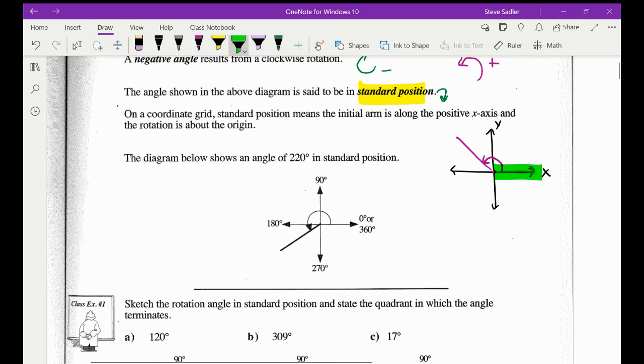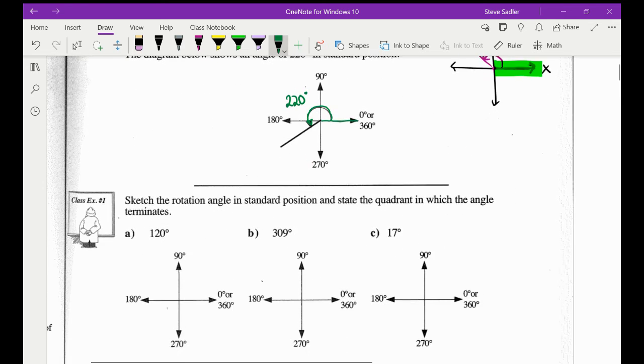A good example is right below. This one shows the angle 220 in standard position. It's measured from the positive x-axis. It goes around counterclockwise. That's a positive angle. So that is angle 220 degrees.